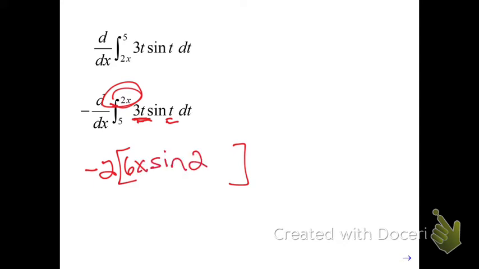So hit pause and do this one real quick in your notes. Okay, bring down the negative, replace all t's with 2x, and you're going to multiply by the derivative of 2x, which would be 2. I'll get that out of the way. And now I'm going to just replace my t's with the 2x. So it'll be 3 times 2x, which is 6x, sine of 2x. And then we'd multiply that together. Negative 12x, sine 2x. That's it.